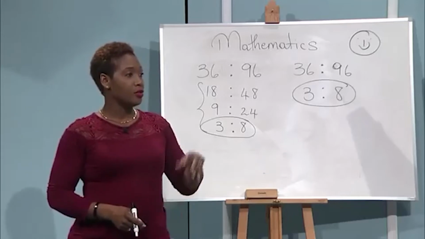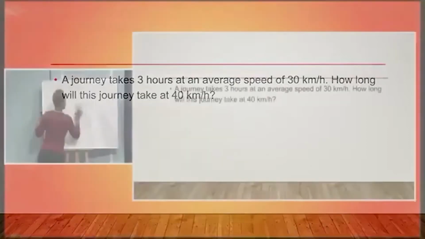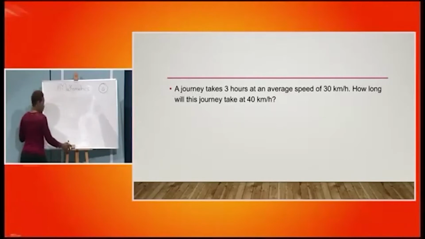All right, so exam paper. So we have the first question up: a journey takes 3 hours at an average speed of 30 kilometers per hour. How long will the journey take at 40 kilometers per hour? All right, so you want to read this question and make sure you are getting exactly what the question is giving you.